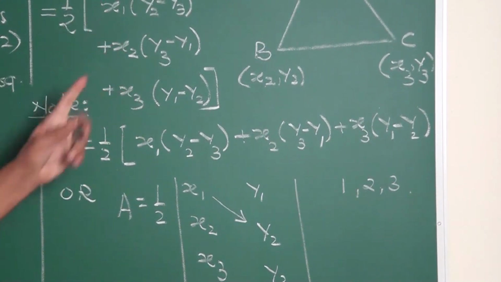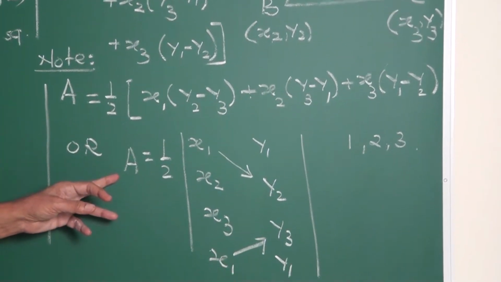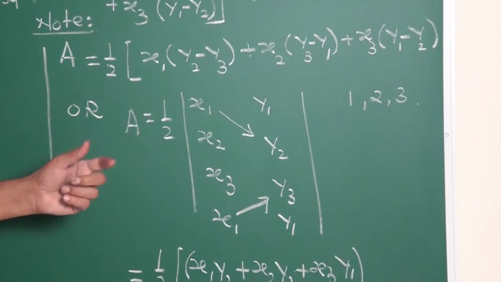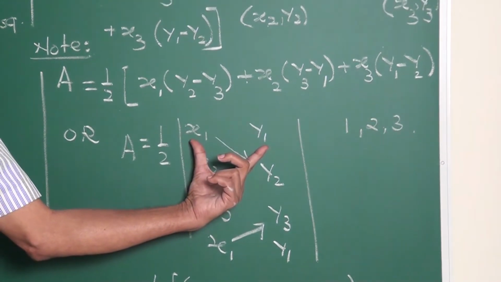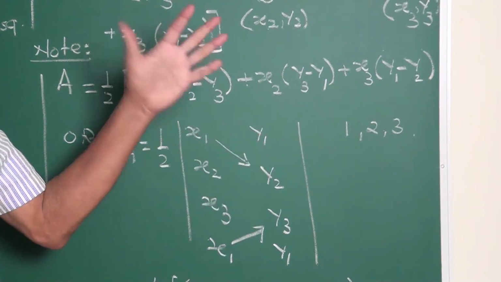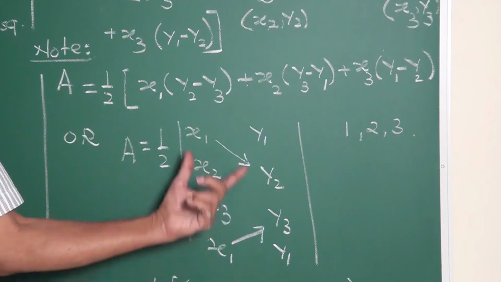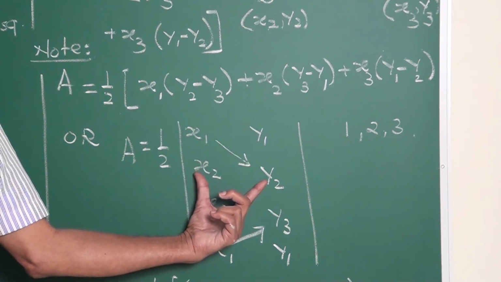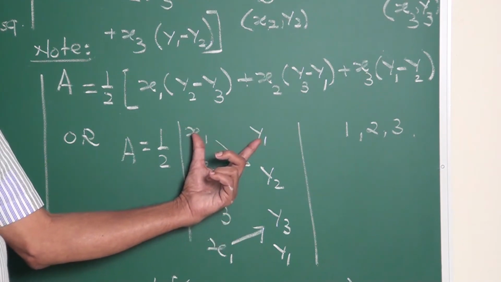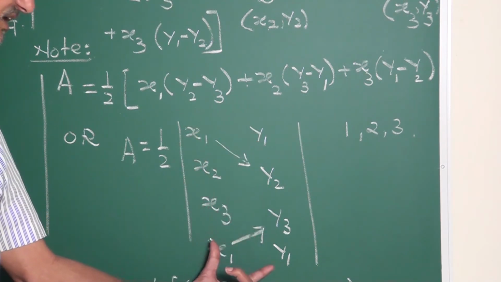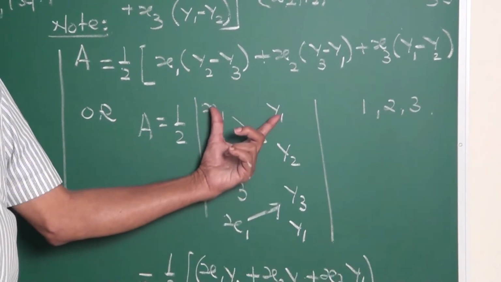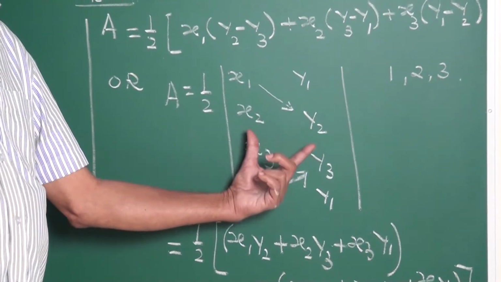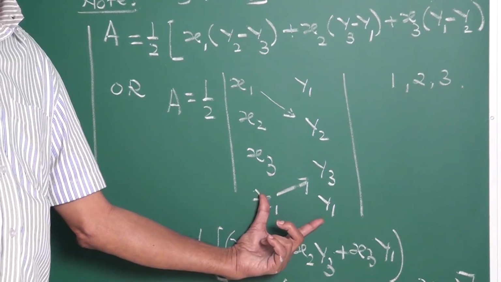No need of remembering all these things. Area A equal to half. First, you have to write the coordinates of the first vertex or any vertex, but you must move cyclically. Coordinates of the first means A. Next, you must come to B only, not C. A, B, C, A. Like this: coordinates of A, coordinates of B, coordinates of C, coordinates of A.